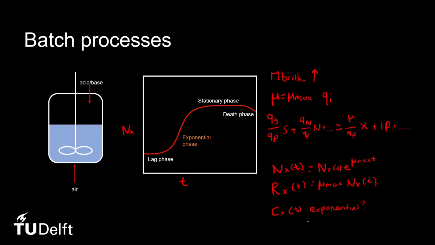By looking at previously derived relations and also the assumption that we made in the beginning about the mass of our broth, you can derive whether the concentration changes over time exponentially or not. I hope that this will give you a framework on how to solve question 2 and how to solve any other further questions related to batch processes.